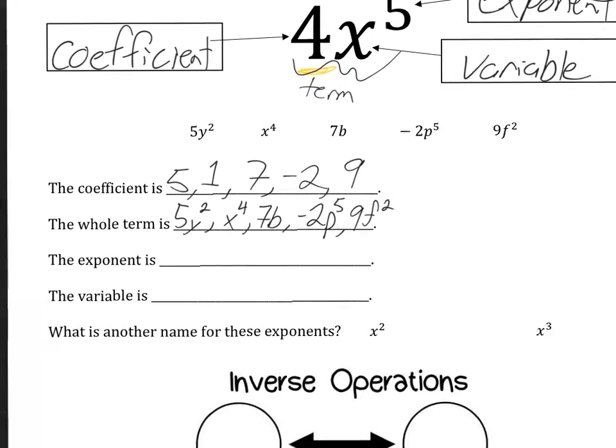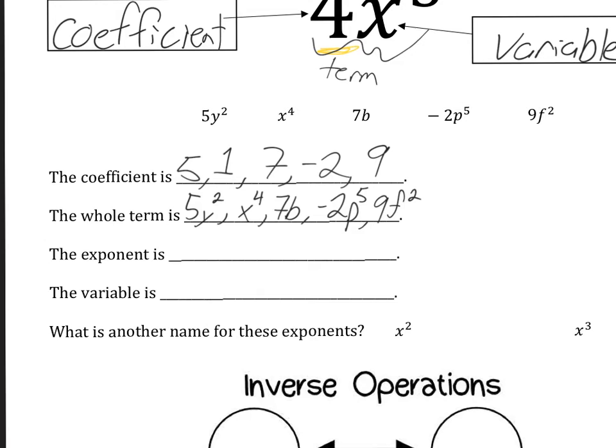The exponents, looking back up above, what's my exponent? Oh, it's that little number that's up at the top. So for the first one, it would be 2. For the second one, it will be 4. For the third one, there is no number. What do you think is going to be my exponent if I do not already have a number? It should be 1. The next one is 5 because it says it up at the top, and up at the top again is 2.